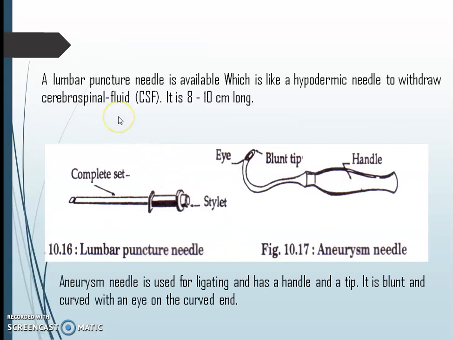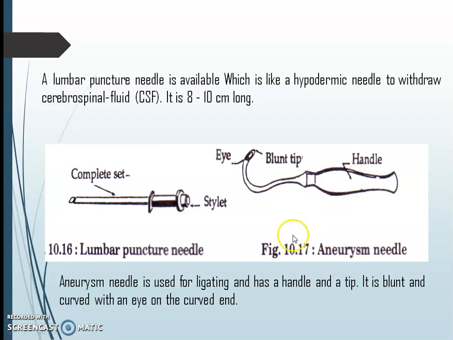A lumbar puncture needle is available, which is like a hypodermic needle, to withdraw the cerebrospinal fluid. It is about 8 to 10 centimeters long. The figure shows a lumbar puncture needle. It has a stylet and complete set. Then the aneurysm needle. It is used for ligating and has a handle and tip. It is blunt and curved with an eye at the curved end. It has a blunt tip.